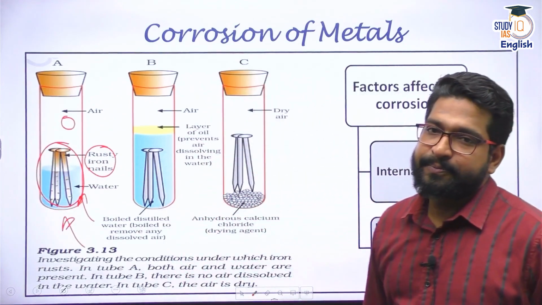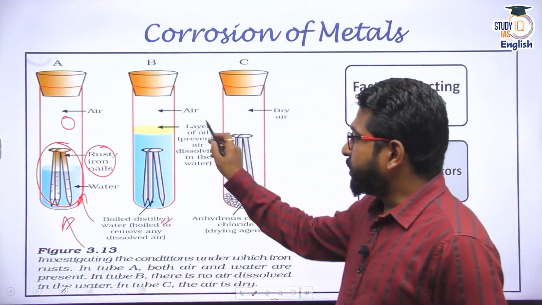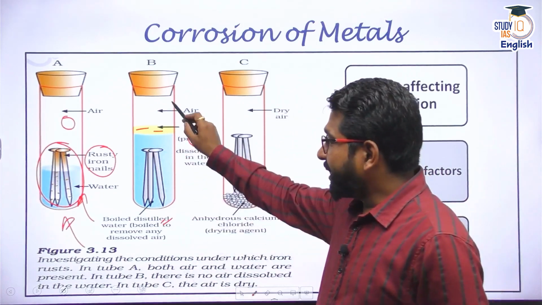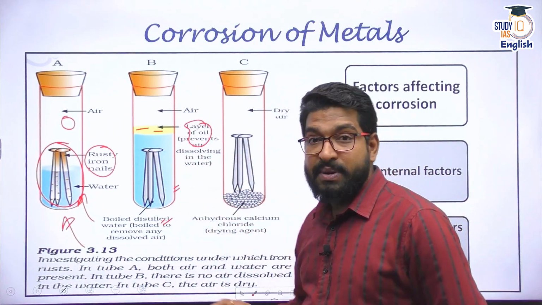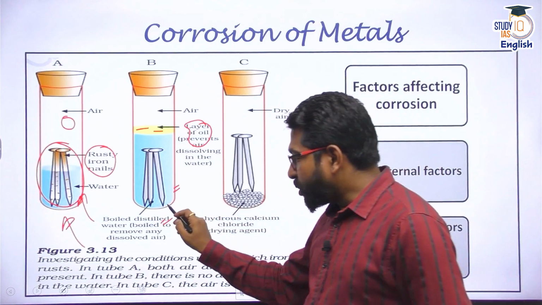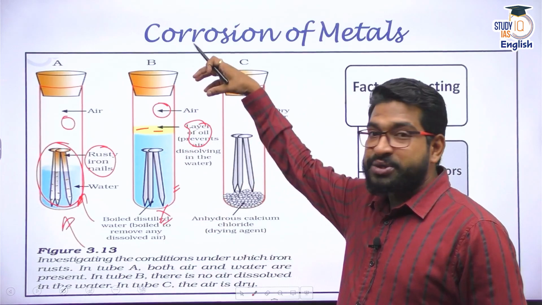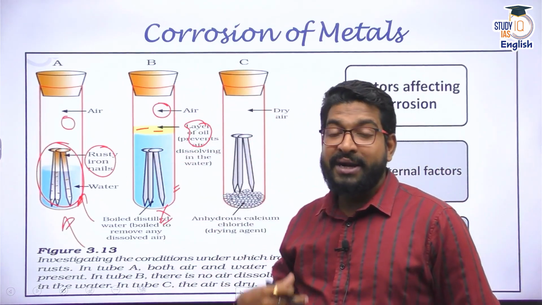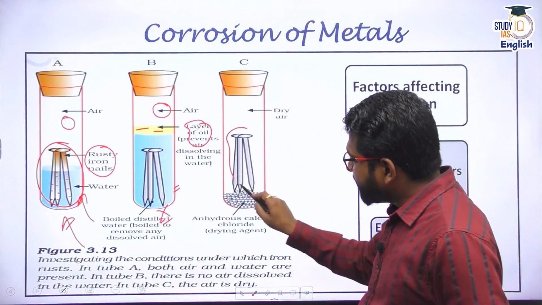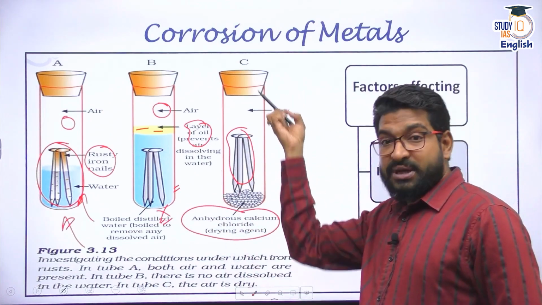But when you take distilled water and separate air from this water using a layer of oil, remember, it's pure distilled water, in pure distilled water iron does not rust, especially when it is separated from air. That means oxygen will not enter this water, so it is not going to oxidize it. Similarly, if I simply keep iron nails in a test tube and use anhydrous calcium chloride, which is a drying agent, it is going to suck out the moisture from the air.